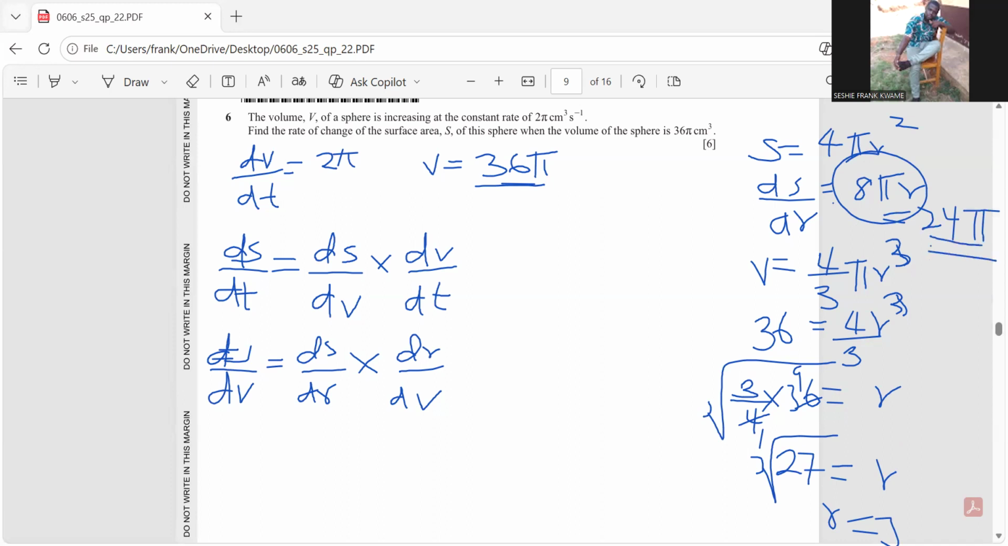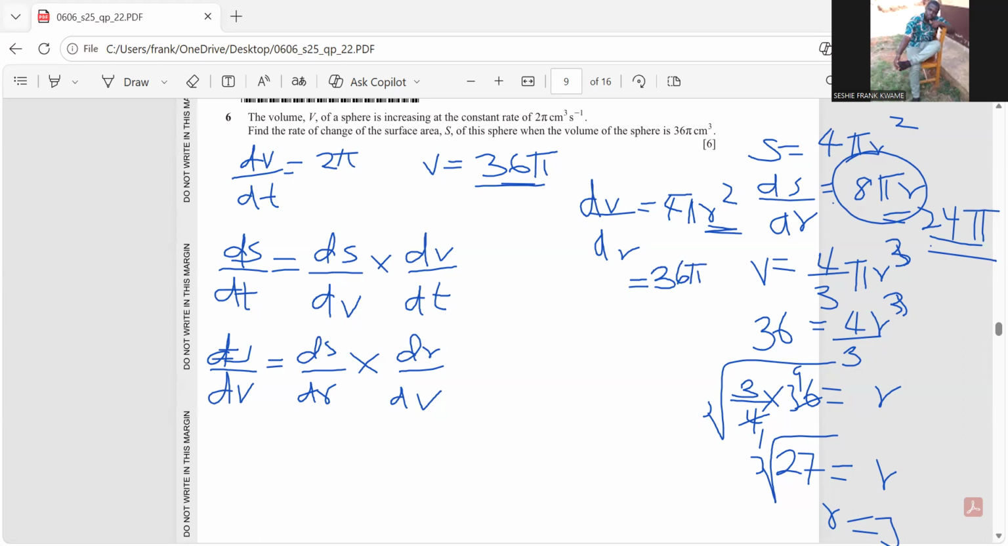As the dS/dr. The dr/dV is the reverse of dV/dr. So if you do dV/dr here, you're going to get 3 stepping down, so that's 4 pi r squared. And r is 3, 3 squared is 9, and that's 36 pi.